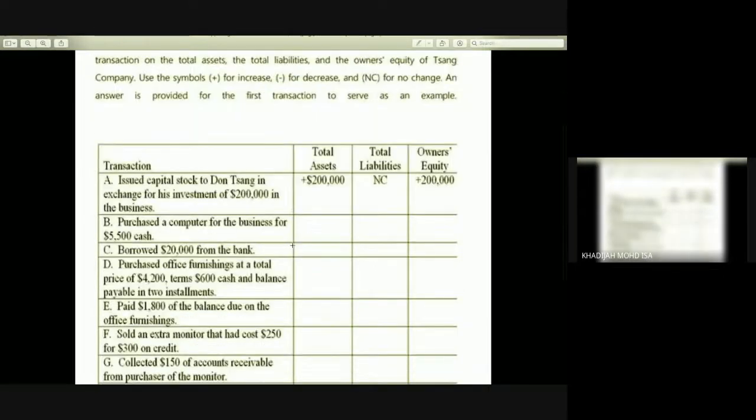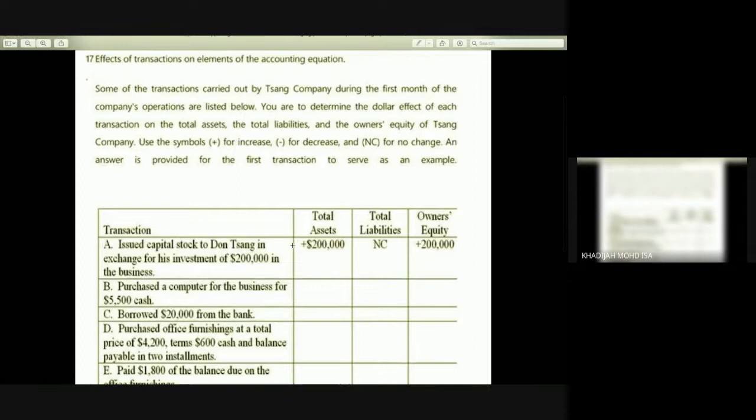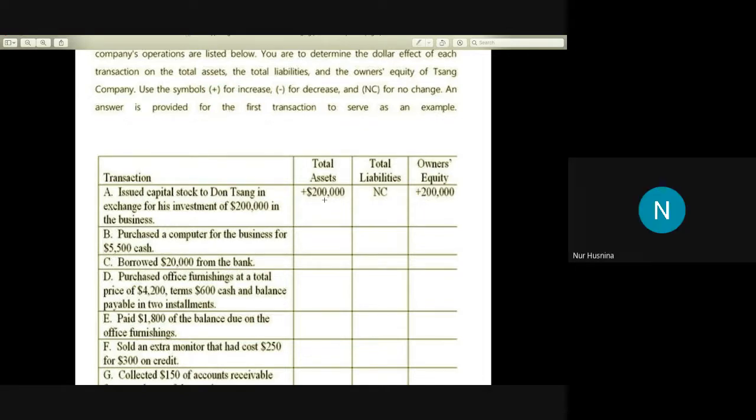All right, so we have issued capital stock to Don Sang. Don Sang is the company, in exchange for his investment of 200,000 in the business. So for that, you have the total asset increase in what form? Which account increases? Cash. Cash increases, so cash is in your asset, so cash increased by 200,000. No change in your liabilities, and your owner's equity, share capital, increases by 200,000.